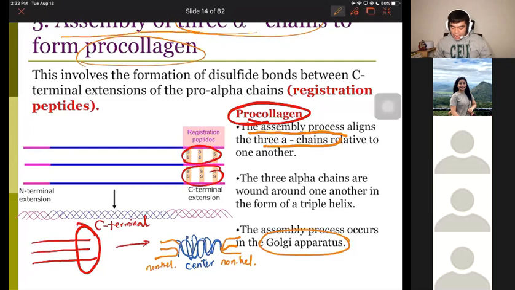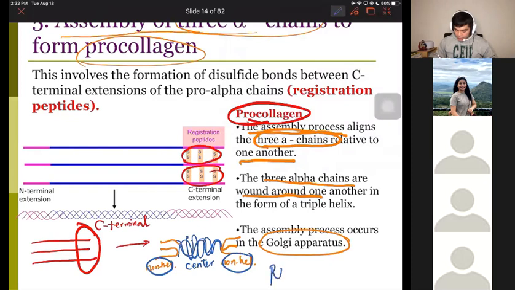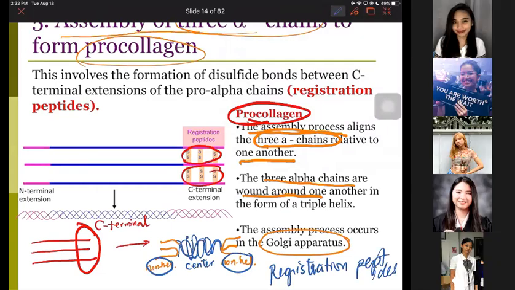That's why it says here, in procollagen formation, the assembly process aligns three alpha chains relative to one another. The three alpha chains are wound around with one another. So pag sinabing wound around, nag-ikot-ikot. But, again, yung nasa dulo, diretso. Ang tawag natin sa non-helical portion ay registration peptides. Again, ang tawag natin dyan ay registration peptides.